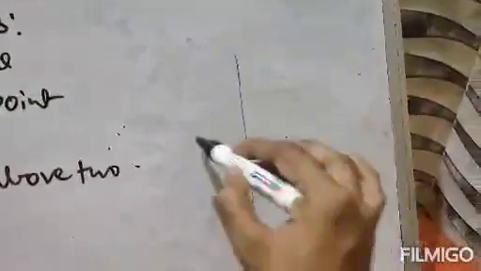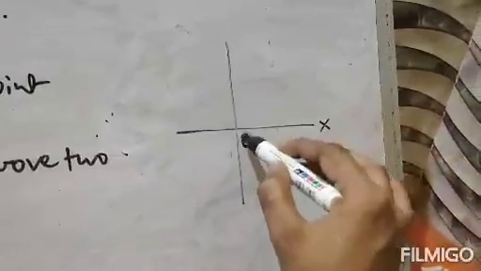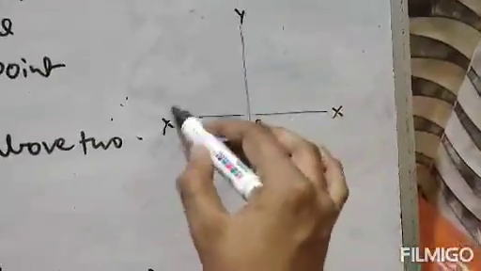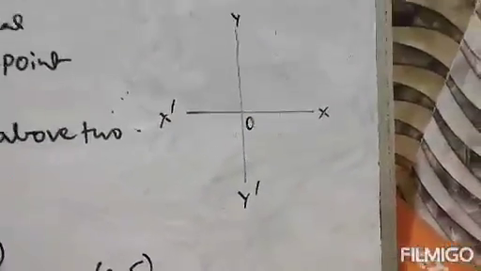That means suppose this is the Cartesian plane. This is the x-axis, this is the origin, this is the y-axis, this is x dash, that is the negative x-axis, and this is the negative y-axis.